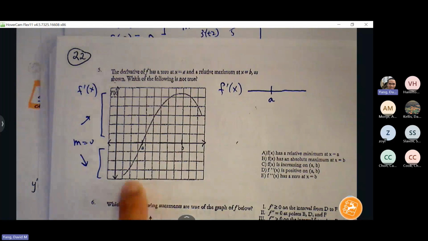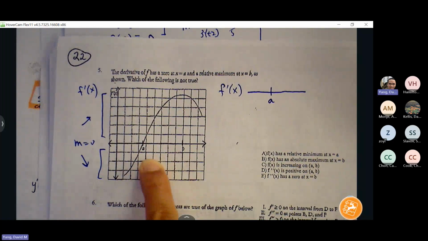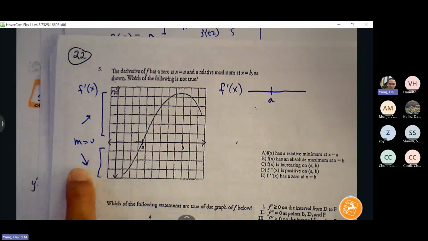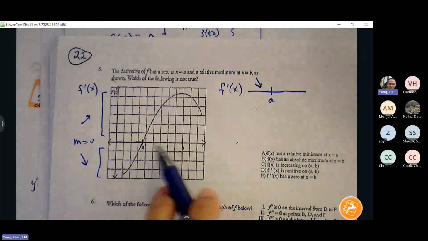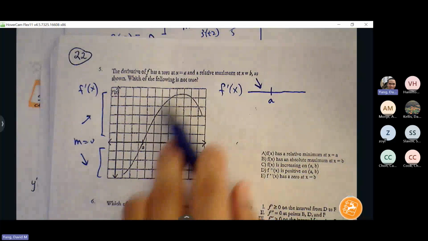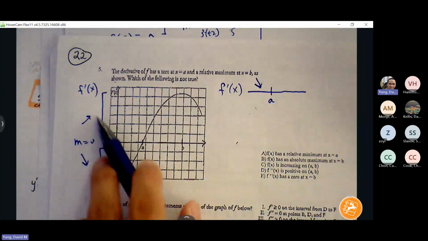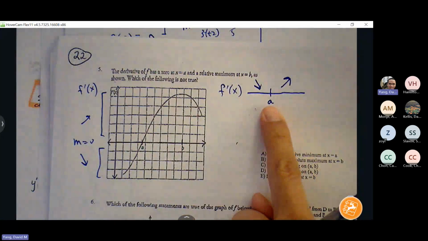So on our slope sign line, to the left of A, we see the graph is clearly below the x-axis. Don't look at the rise, look at the location. It's clearly below. That's enough for us to know my actual graph is falling. And then to the right, I know the graph is all clearly above the x-axis. So my graph will only have a relative minimum.